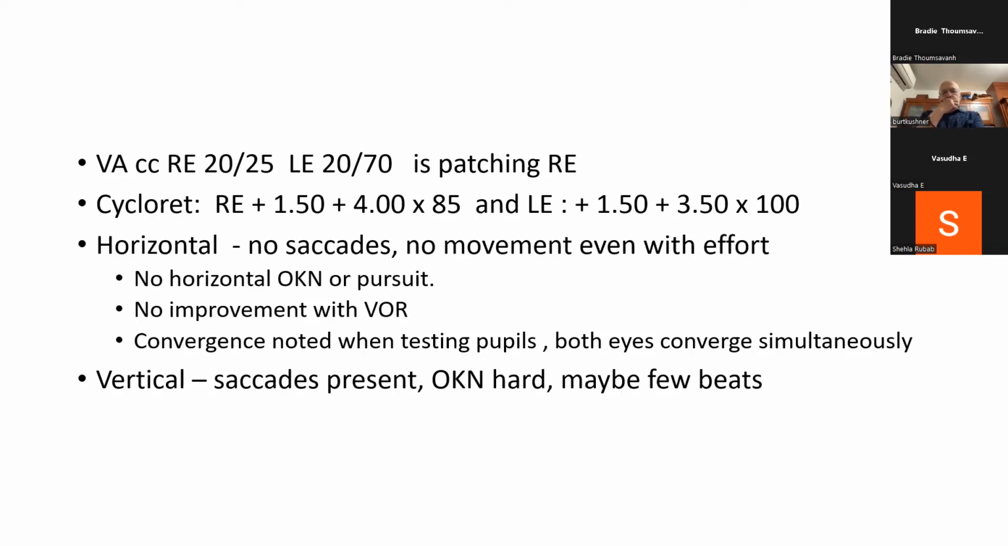Horizontal movements, there was absolutely none. It was shocking. There's no movement, even with effort, no saccades, no horizontal pursuits, nothing elicited on OKN, not even with VOR. When the pupils were being tested, some convergence was noted and both eyes would converge simultaneously. Vertical saccades were, however, present. OKN was hard, maybe a few beats, but vertically, she's able to move her eyes.